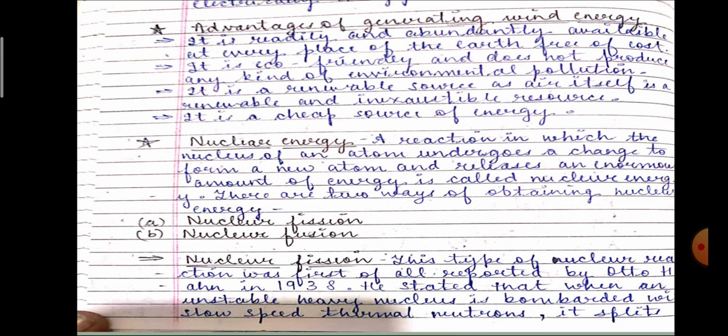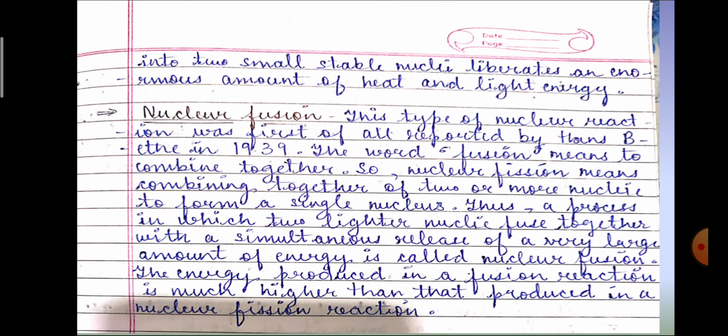Now, nuclear fission. This type of nuclear reaction was first reported by Otto Hahn in 1938. He stated that when an unstable heavy nucleus is bombarded with slow-speed thermal neutrons, it splits into two small stable nuclei, liberating an enormous amount of heat and light.